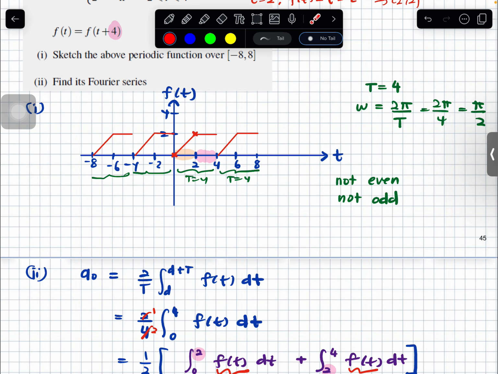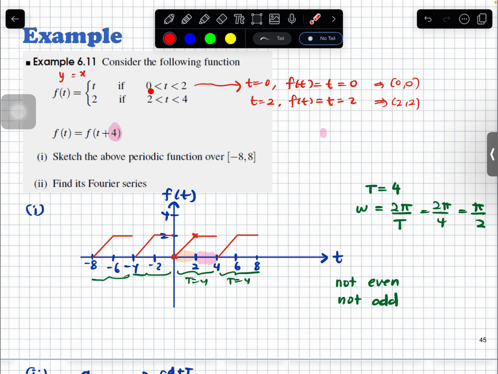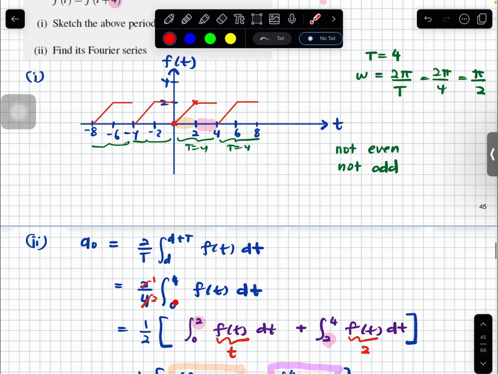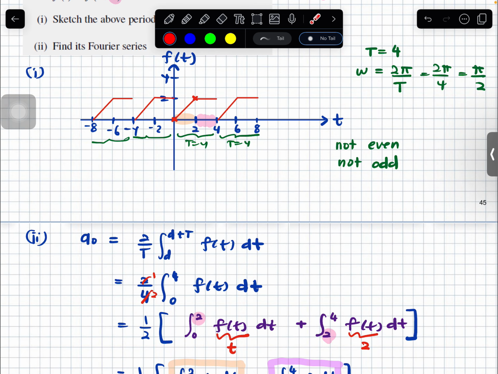So here, you just need to look at the given problem, f(t). f(t) is from 0 to 4. From 0 to 4, you will have different curves, but for the integral limit, put 0 to 4, indicating the period. So that's why we have 0 to 4. And then f(t) dt. The coefficient 2 over 4 can be simplified into 1 over 2.